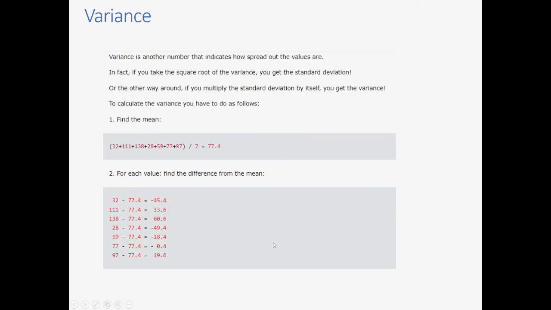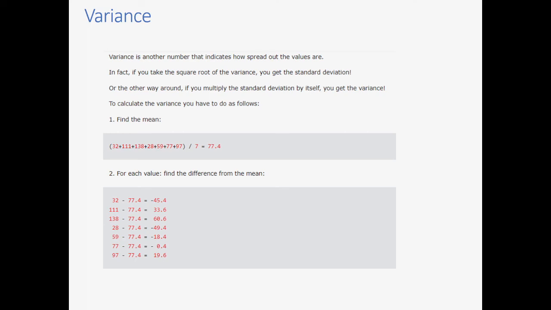Variance. Variance is another method to indicate how spread out the values are. In fact, if you take the square root of the variance, you get the standard deviation. Or the other way around, if you multiply the standard deviation by itself, or get the square of the standard deviation, you get the variance.